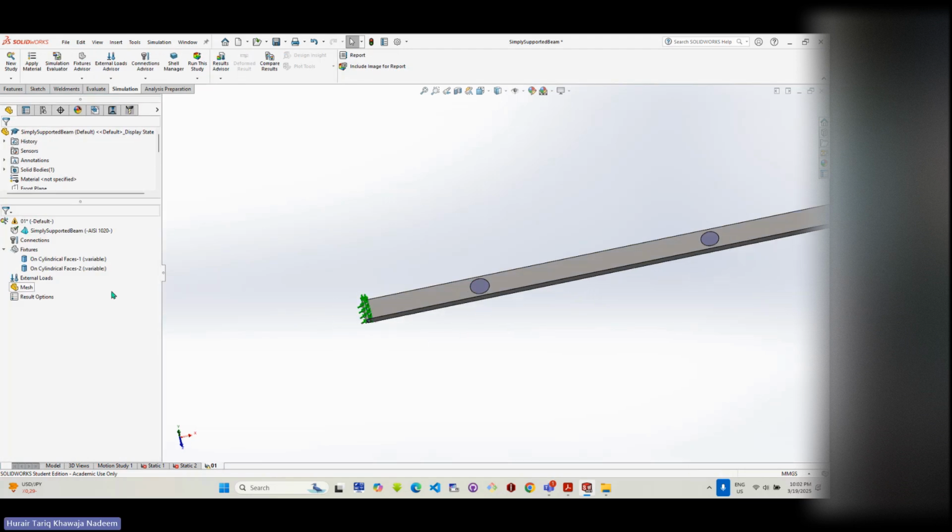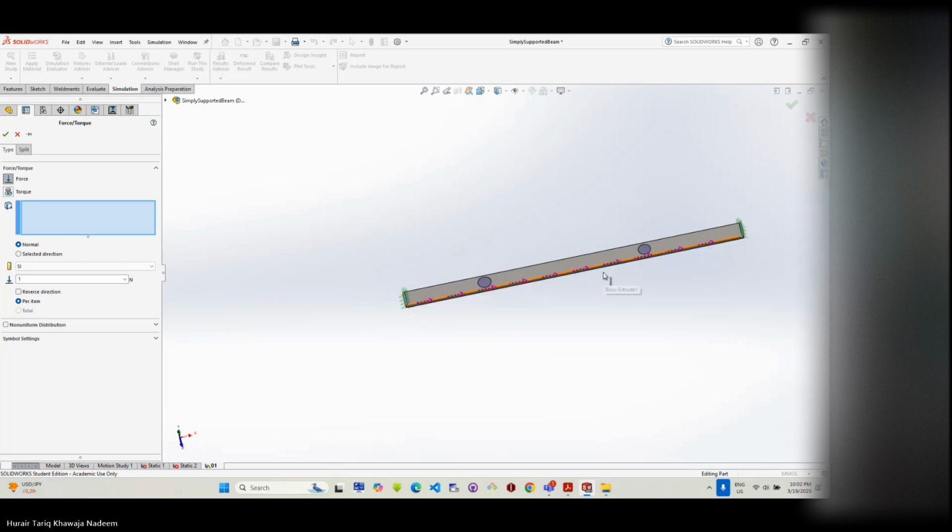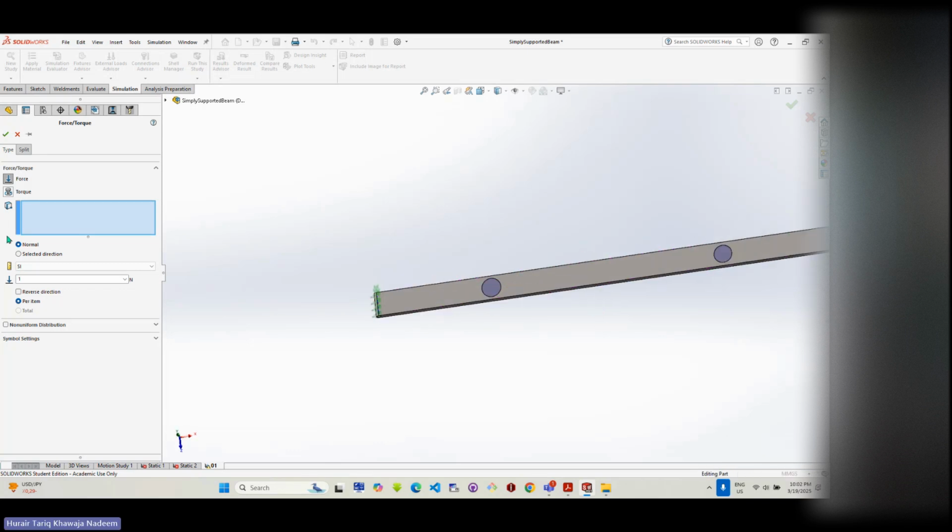When I come to my study and I come to external loads and I apply force, I can select this region and this region. Now look, as I selected the other region, this total came in. As I remove this, the total is going to go away. As I select this, the total is going to come in. Okay. Now you can say that 1000 Newton is actually distributed on this plus this.